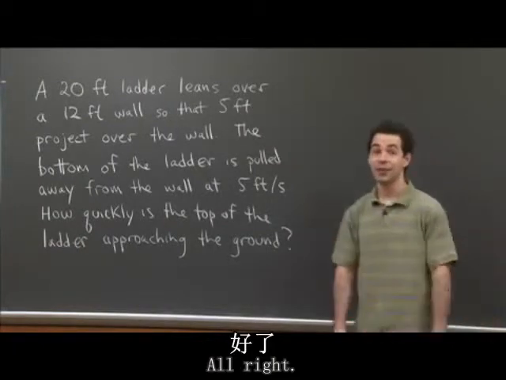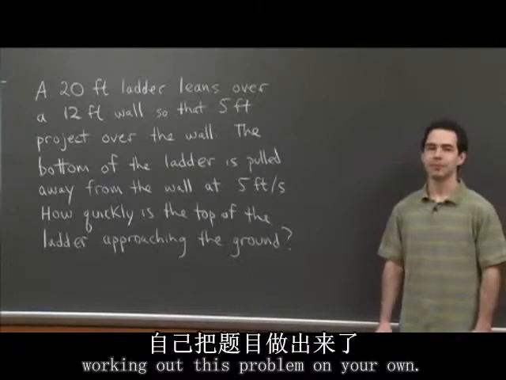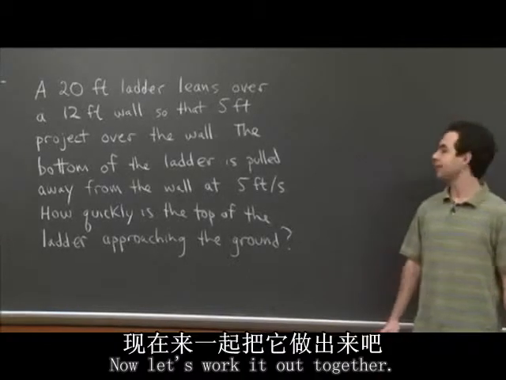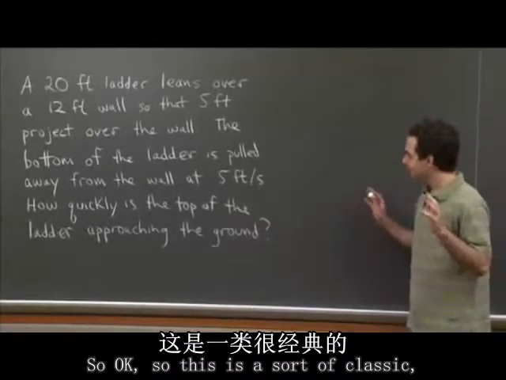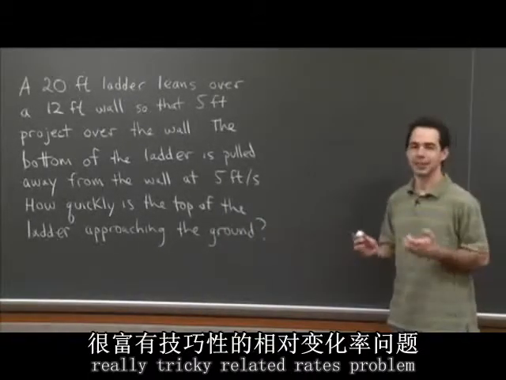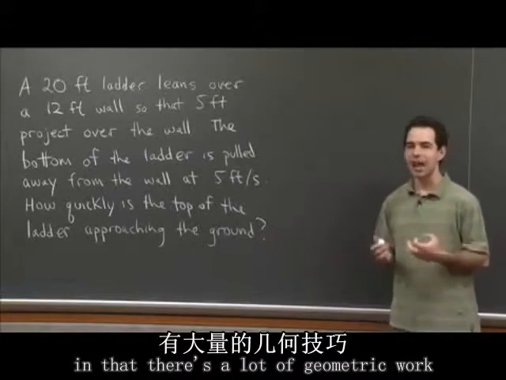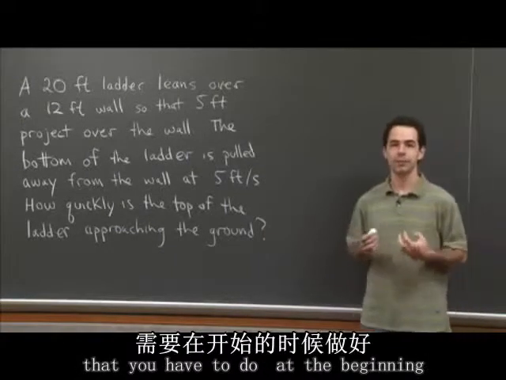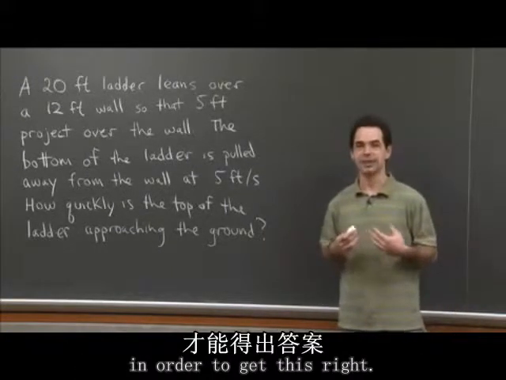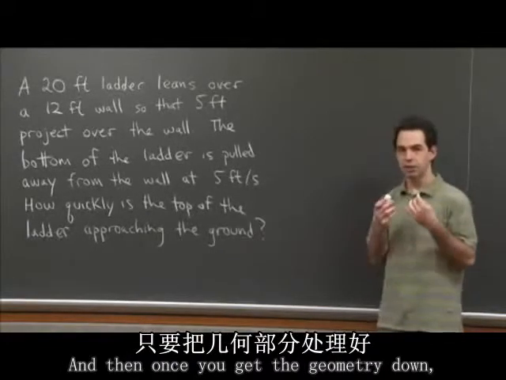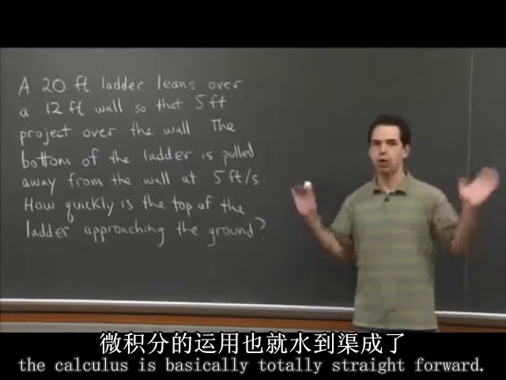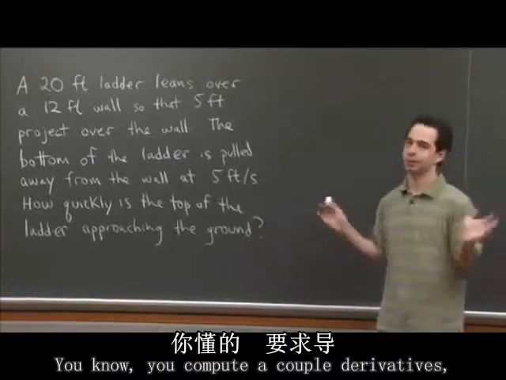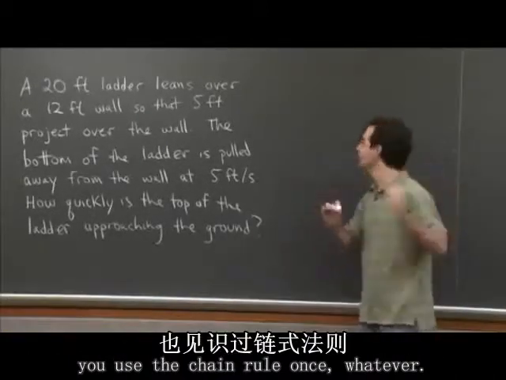All right, so hopefully you've had some luck working out this problem on your own. Now let's work it out together. This is a classic, really tricky related rates problem in that there's a lot of geometric work that you have to do at the beginning in order to get this right. And then once you get the geometry down, the calculus is basically totally straightforward. You compute a couple derivatives, you use the chain rule once, whatever.